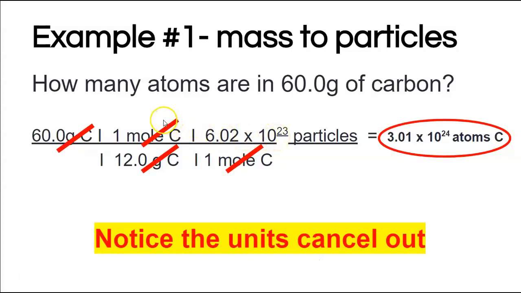Now moles of carbon cancel moles of carbon, and the only unit left are particles, or because carbon is an element, those would be atoms. When I put this into my calculator, open parentheses, 60.00 times 6.02, second function EE23, close parentheses, divided by parentheses 12.0.